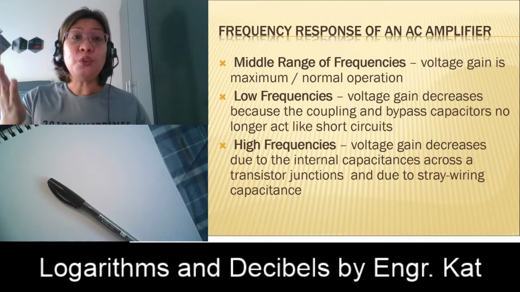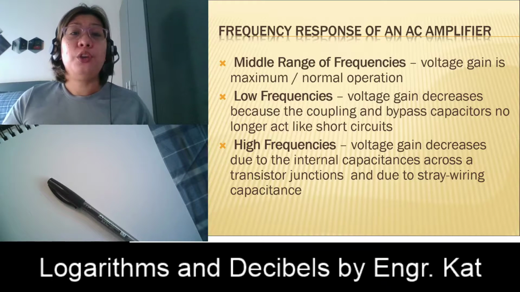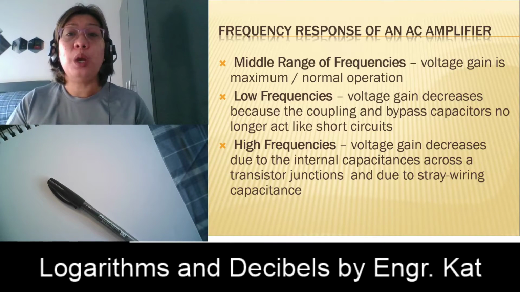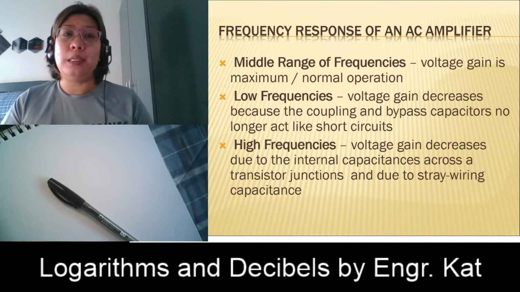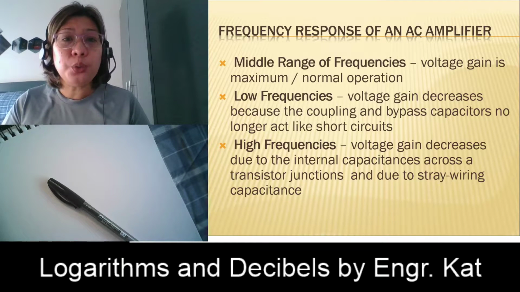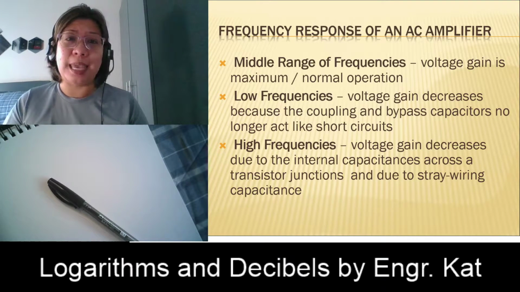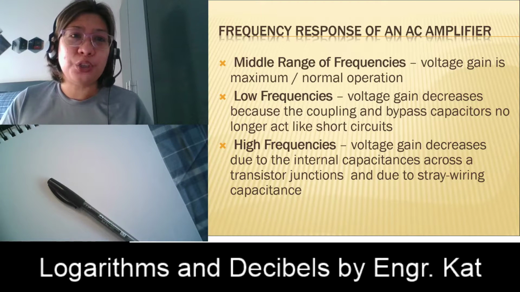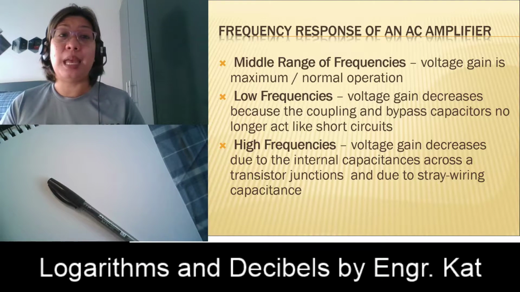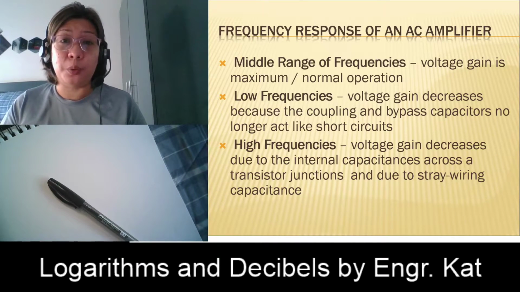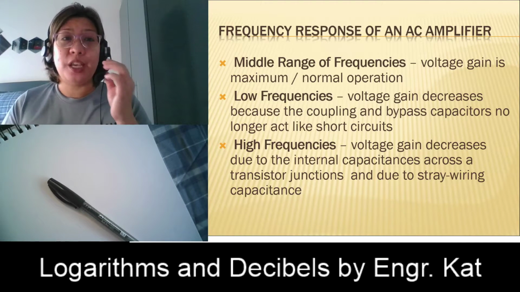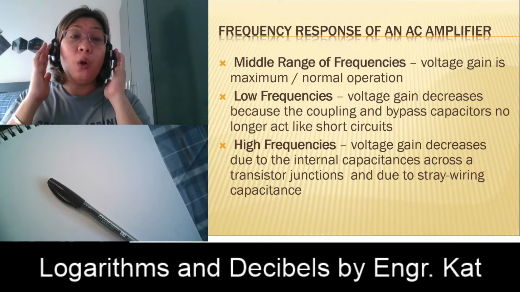So what will cause the decrease at high frequencies? This is due to the internal capacitances across your transistor junctions, the one that I explained a while ago, and due to the stray wiring capacitance because of your wiring.